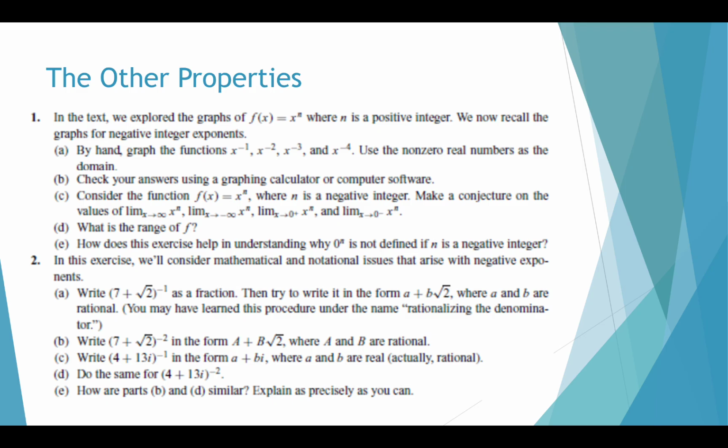So in the text we explored, so if you've read the book, in the last question, f of x equals x to the power of n, where n is just a positive integer. And we now recall the graphs for the negative integers. So we need to, by hand, consider these. I'm not asking for something crazy, but I am asking that you consider these and do these. So let's consider these. What does it look like? And A, I can probably answer on this page, but I'll probably need the other page for the other.